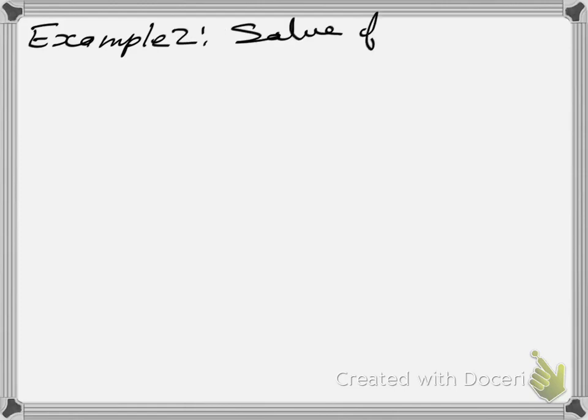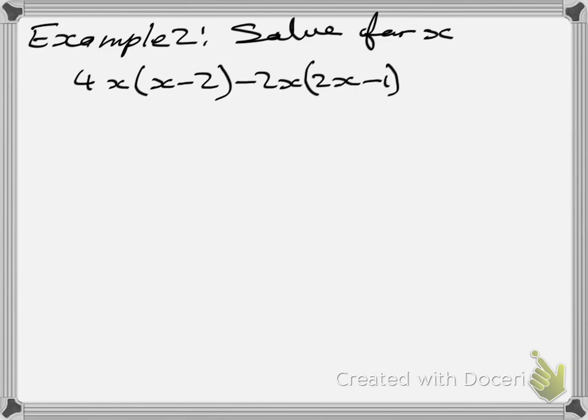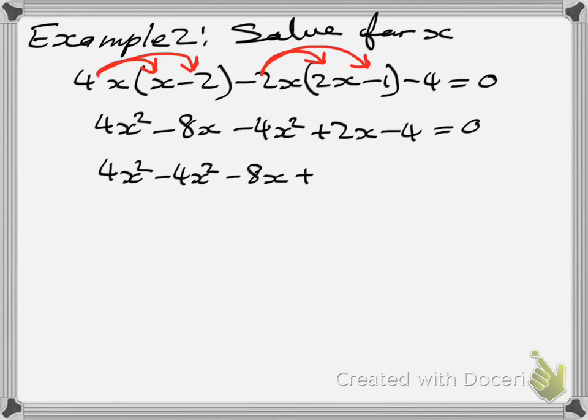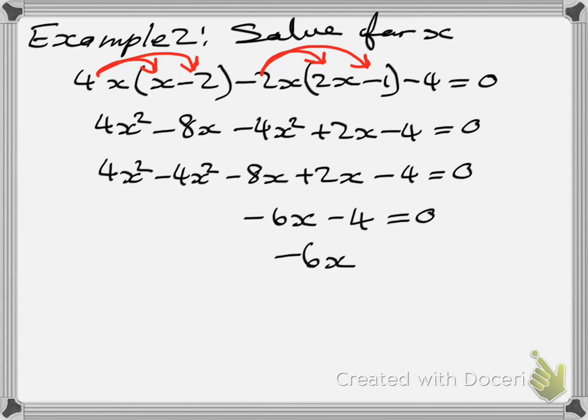Example number 3. For x, you are given 4x(x - 2) - 2x(2x - 1) - 4 = 0. Use the distributive law again. Then you simplify and tidy up, or here we are going to group like terms first. Group them up and then you tidy up. Then you solve for x.